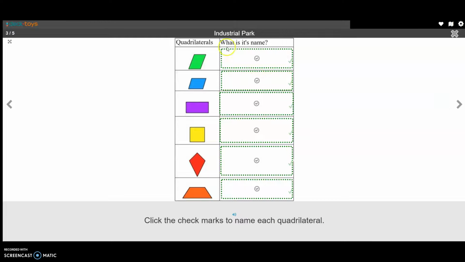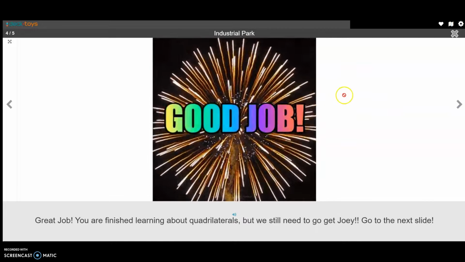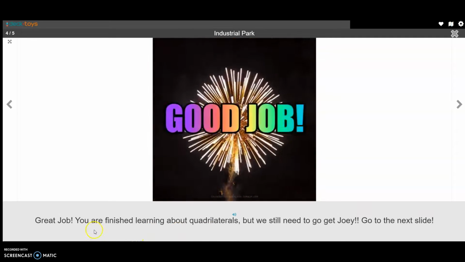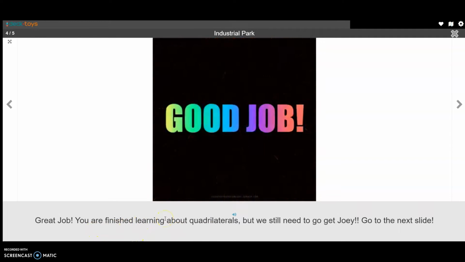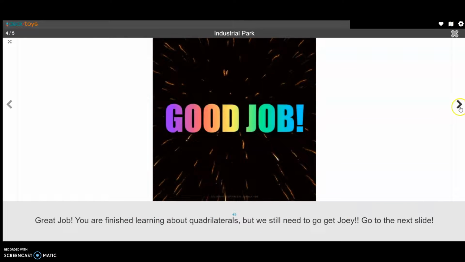They learned all these shapes in those videos that they were watching and throughout. And I'm really concerned only about a couple of them, like the square, rectangle, rhombus, and parallelogram, really. Those are the ones that are on the standard. The other two are not. Great job, you finished learning about quadrilaterals, but we still need to get Joey. Go to the next slide.